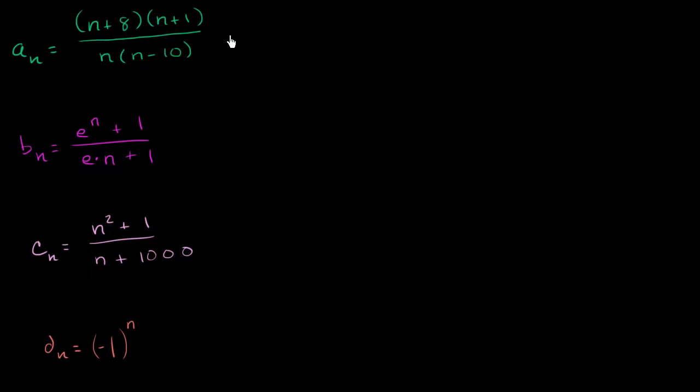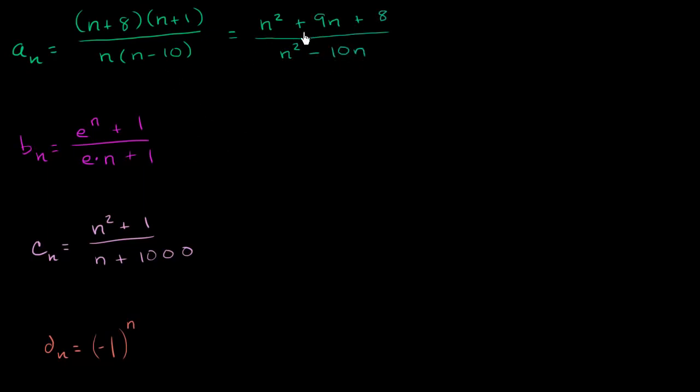So let's multiply out the numerator and the denominator, figure that out. So n times n is n squared, n times 1 is 1n, plus 8n is 9n, and then 8 times 1 is 8. So the numerator is n squared plus 9n plus 8. The denominator is n squared minus 10n.